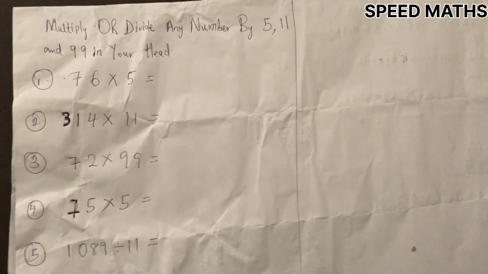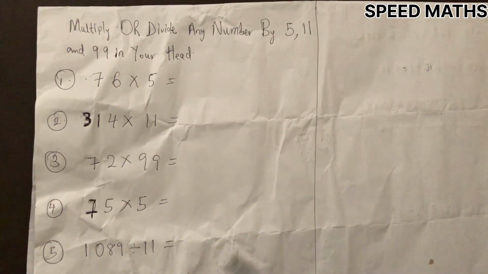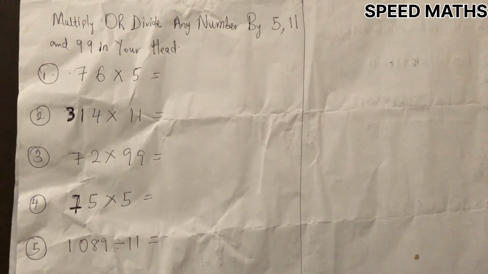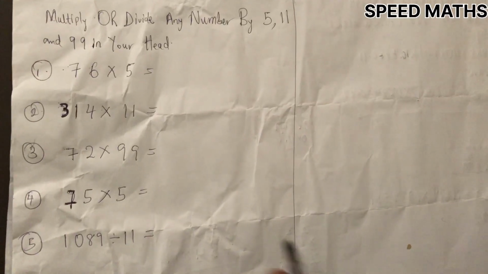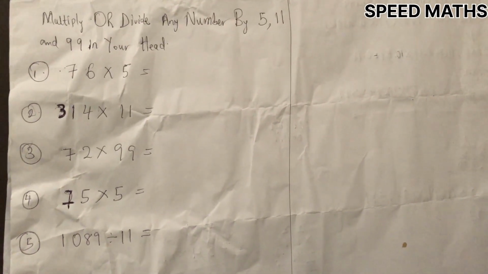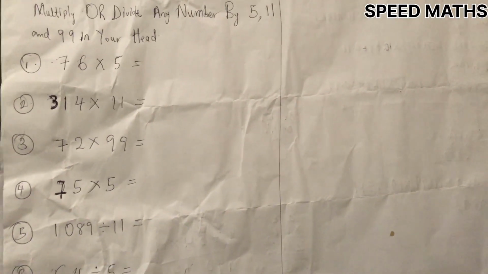Solving the following. Now, we're going to multiply or divide these numbers by 5, 11, and 99 in our head, and that will be very fast. So how do we do this? For you to multiply any number by 5, 11, and 99, or equally divide any number by 5, 11, and 99, it's as simple as this.